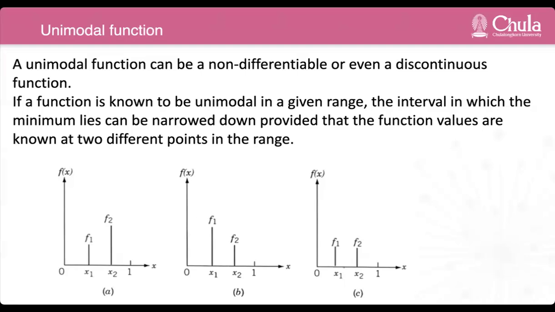Okay, so you see that we start from 0 to 1 in the first iteration, and we need to test 2 points. We can reduce the area of interest, right? For A it's 0 to x2. For B it's x1 to 1, right? And in case C, this is the best case where we can reduce 50% of the area.